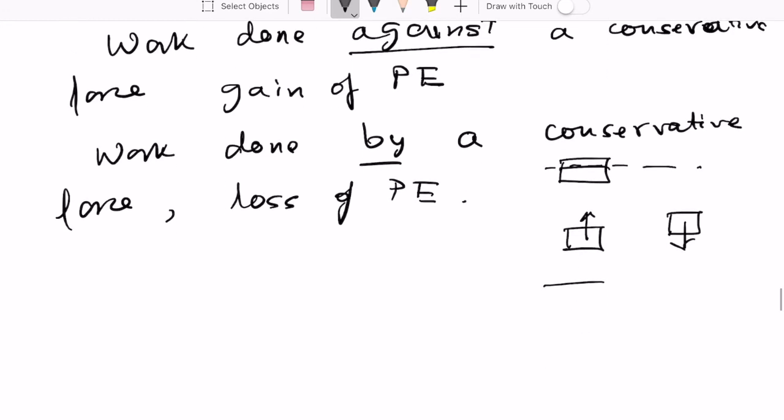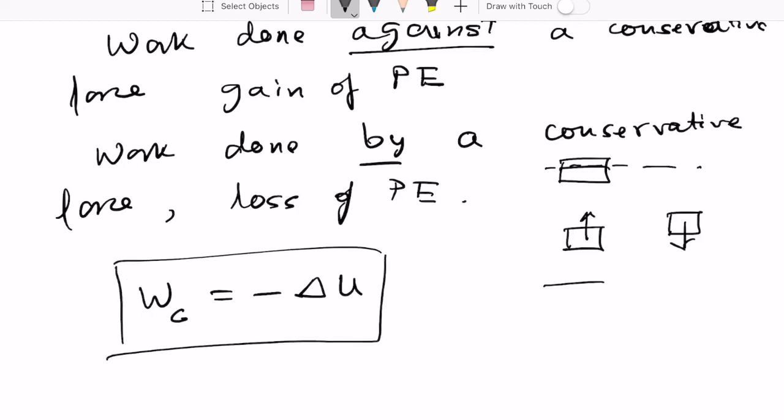So the relationship between the work done by a conservative force and the change of potential energy can be summarized by this very simple equation. The work done by a conservative force is negative of the change of potential energy. This is an extremely important equation which we are going to use several times in this course, and you'll also see it used a lot in physics too. All right, so please make sure you understand this equation.